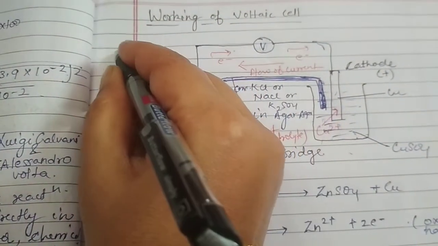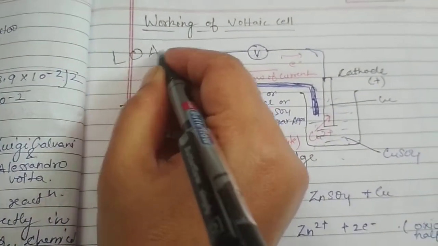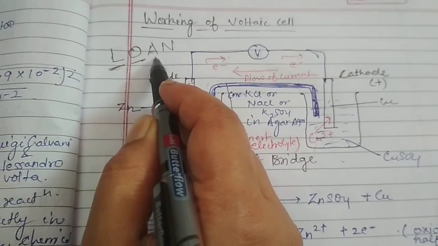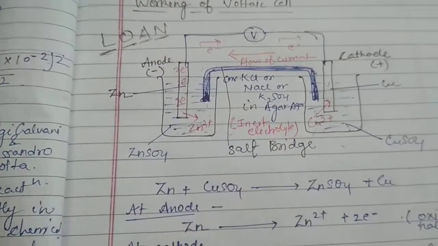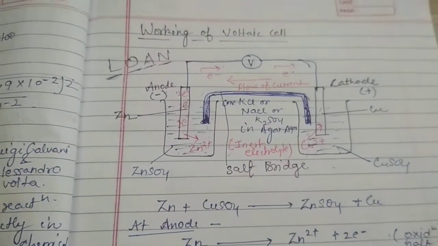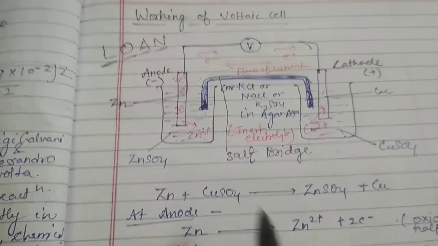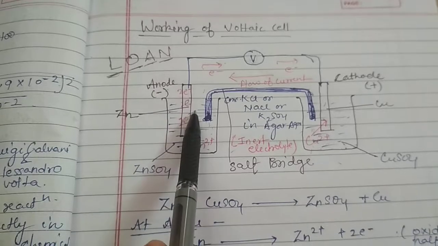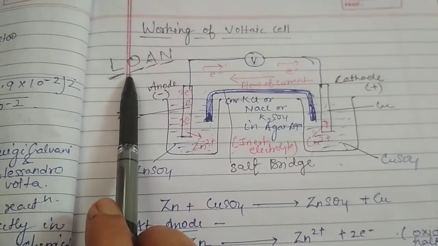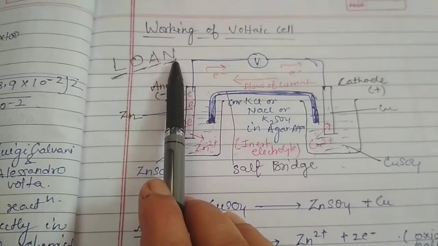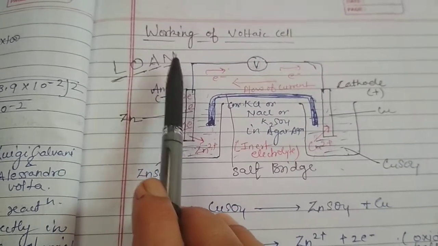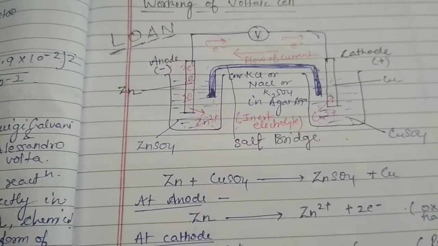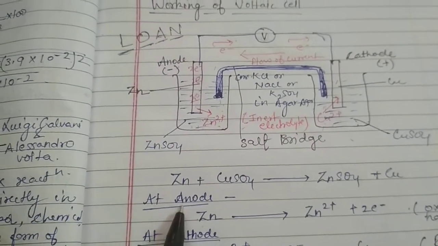To form the electrochemical cell you have to remember a word, that is LOAN. LOAN means left side oxidation, and anode is always negative. Whenever you frame an electrochemical cell, you take the anode on the left side, and at the anode oxidation takes place, and that would always be negative in the case of an electrochemical cell. So now make notes of this by yourself.